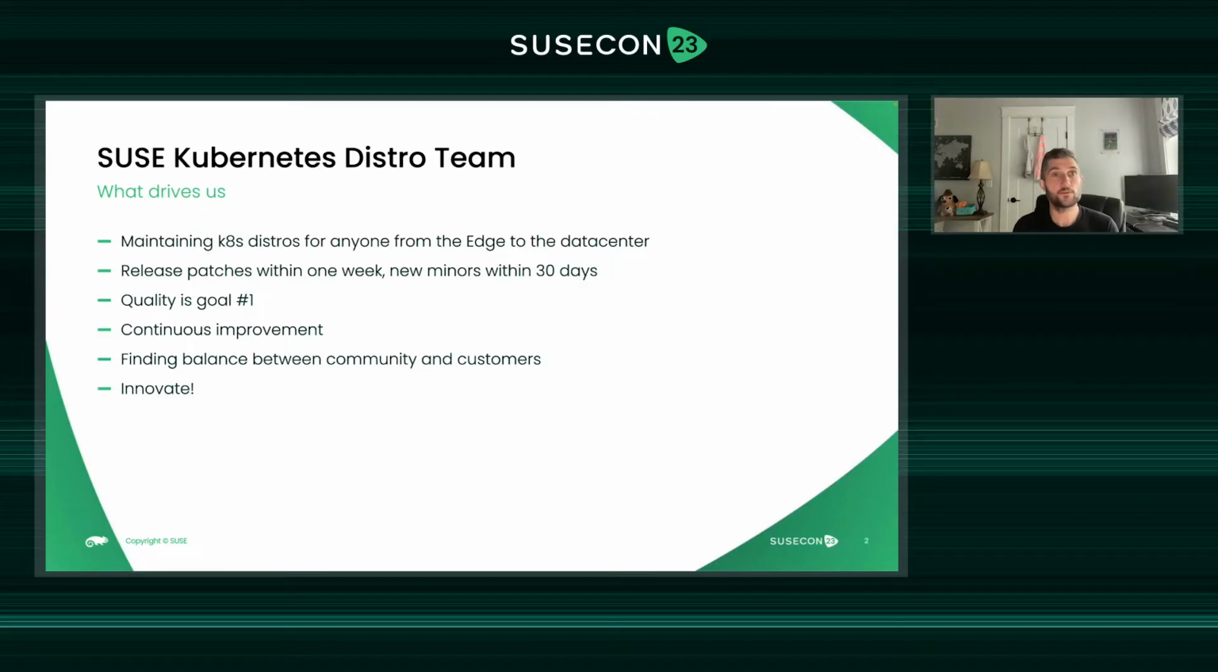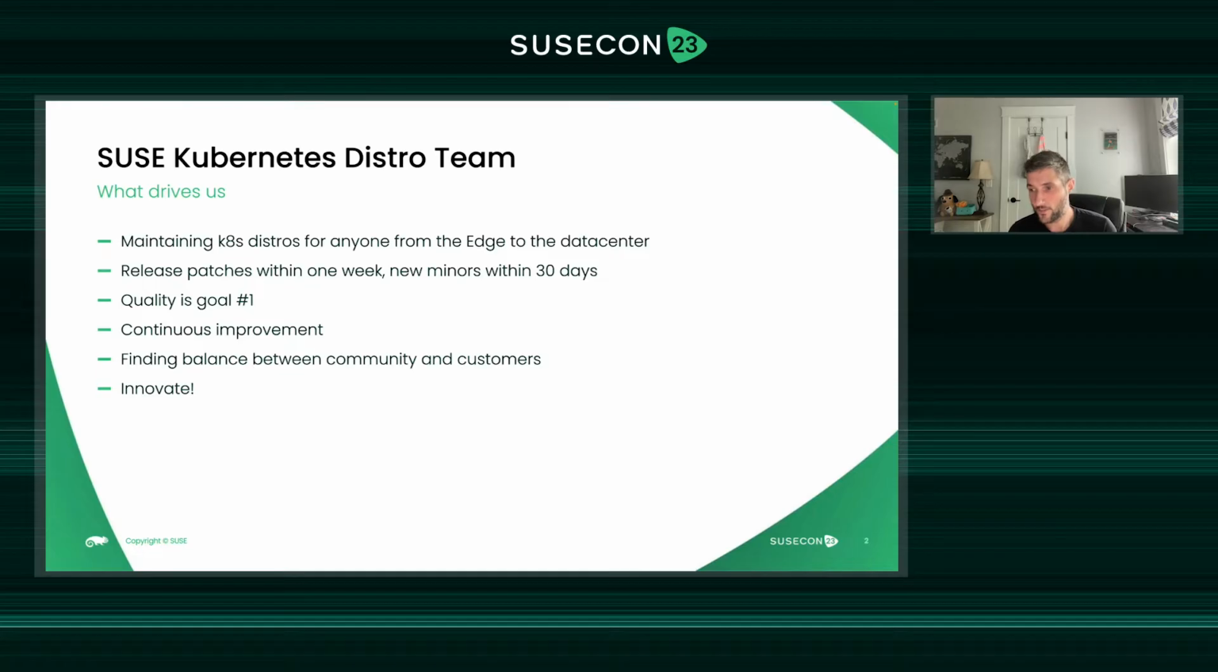First, a little bit about the SUSE Kubernetes distro team. Obviously, we're maintaining Kubernetes distros from the edge to the data center. For anybody that's not familiar with how Kubernetes releases work, every month there's a new patch release for all of what are considered live minor versions. So that'll be 3 to 4 of the latest minor versions getting a patch release every month. And then there are 3 new minors introduced per year.